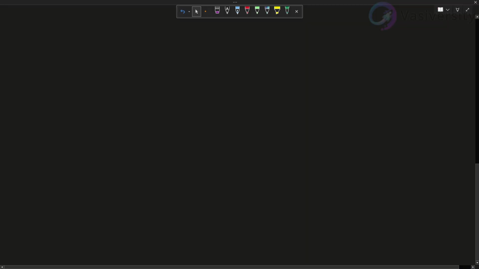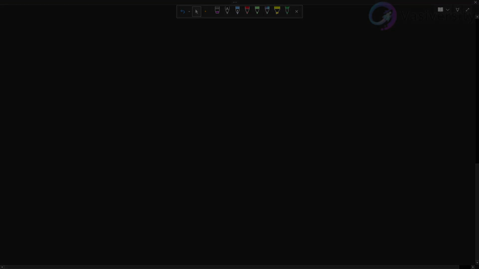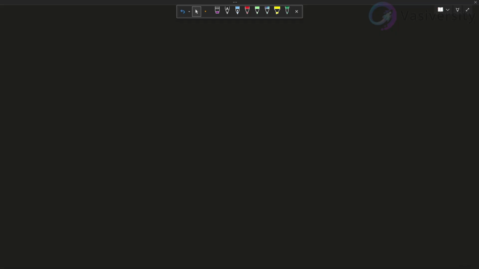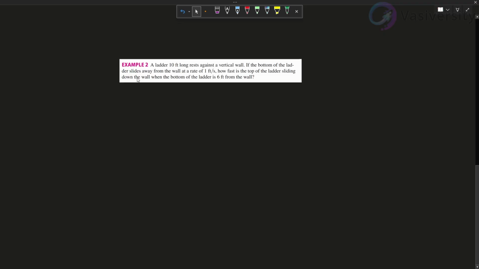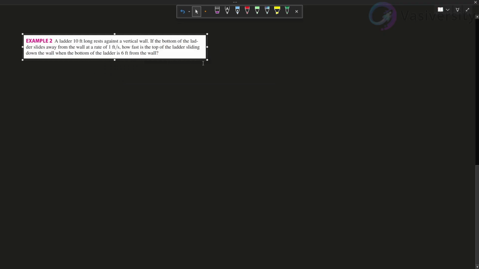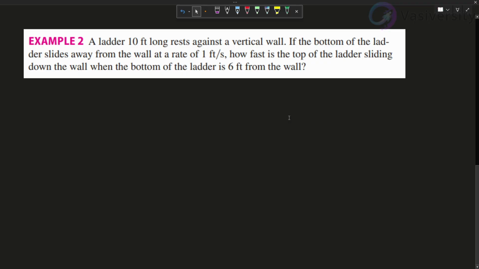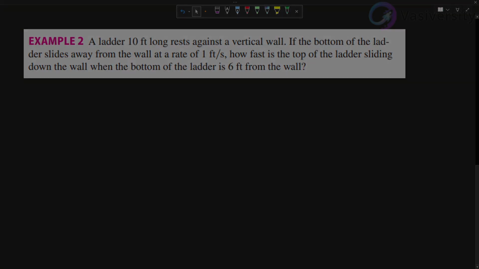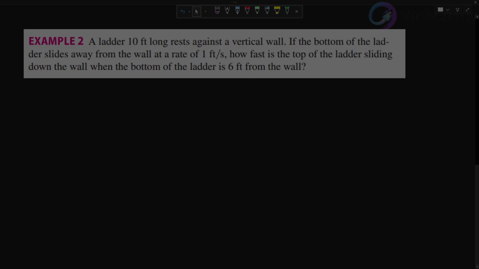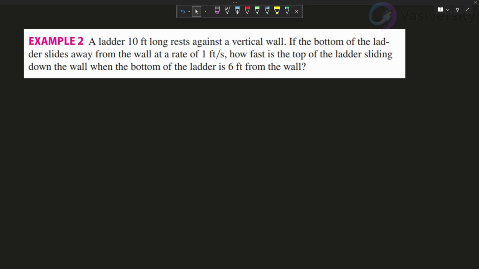The second one is going to be a classic one about a ladder. A 10-foot ladder rests against a vertical wall. If the bottom of the ladder slides away from the wall at the rate of 1 foot per second, how fast is the top of the ladder sliding down the wall when the bottom of the ladder is 6 feet away from the wall? Let's go ahead and draw what's happening.